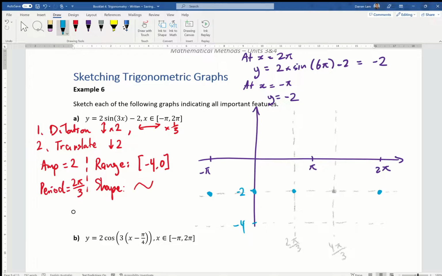Oh, wrong color. There we go. If I add another 2 pi on 3 to that, I end up with 2 pi. Perfect. Right, 6 pi on 3. Perfect. I know it's going to go through there.